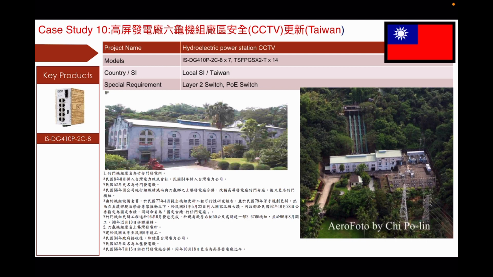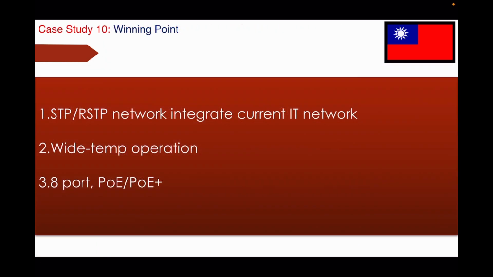Case Study 10, Hydroelectric Power Station CCTV in Taiwan. Special requirement: Layer 2 switch, PoE switch. Key products: IS-DG41, OP-2C-8. Winning points: 1. STP-RSTP network integrates current IT network. 2. Wide temp operation. 3. 8 port, PoE and PoE+.